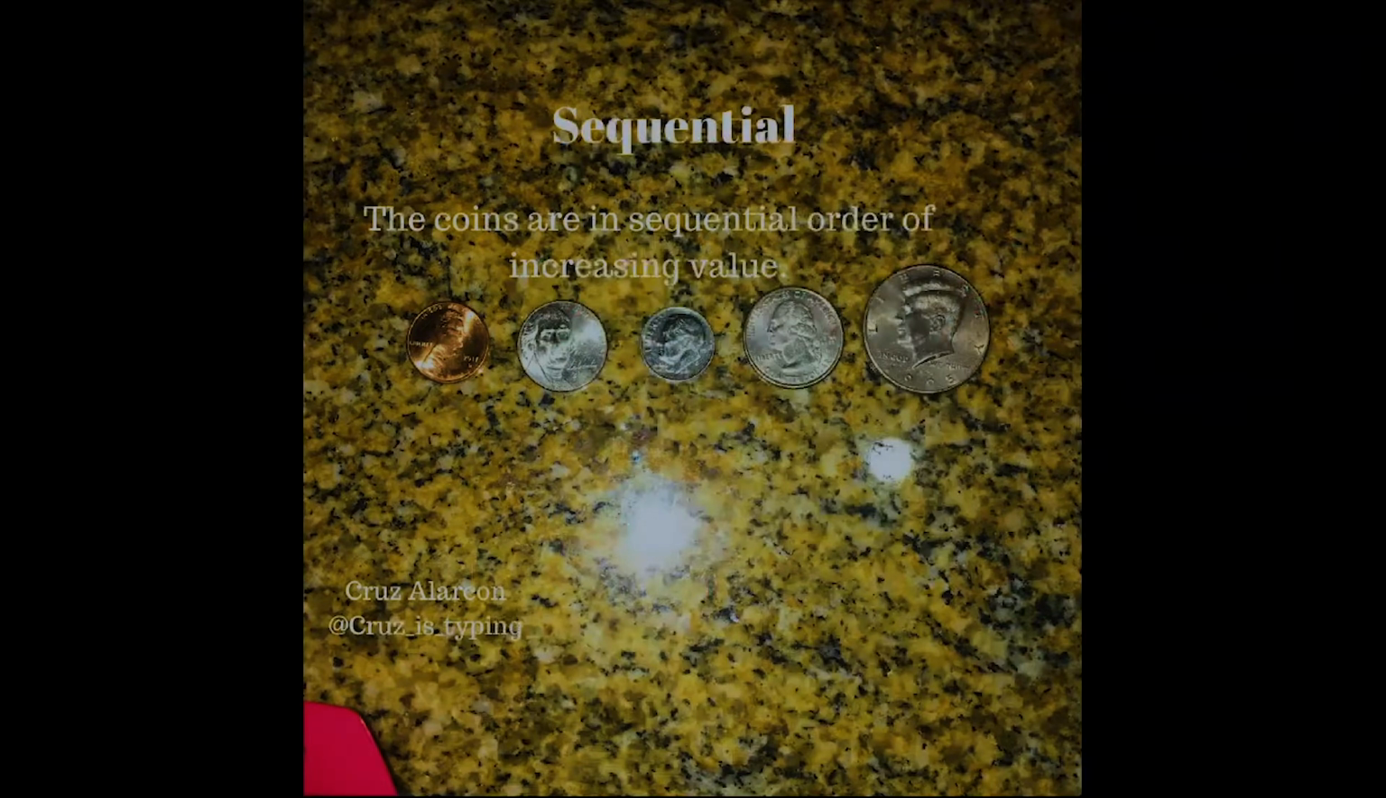I love how this student was very creative in creating sequential order with money, from the penny to the nickel to the dime to a quarter and looks like a $50. And those are placed in sequential order. And that order is in order of increasing value.